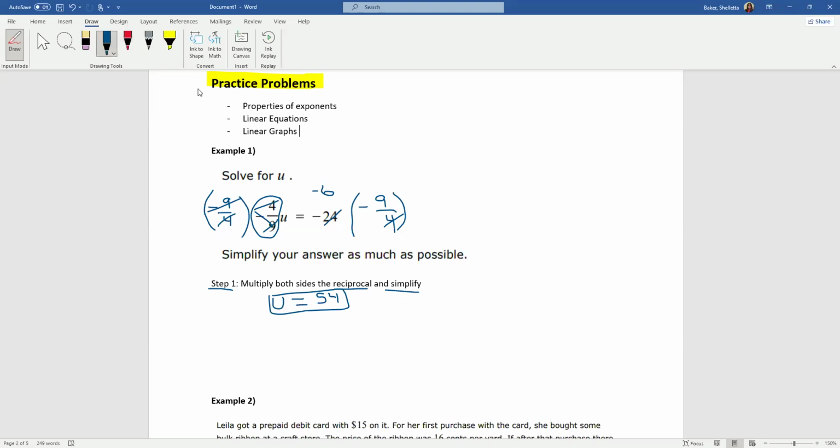That original equation, we have -4/9 times u equals -24. And the way we solve this, we want to multiply both sides by the reciprocal. Remember, this reciprocal is when we reverse the fraction. The reciprocal of -4/9 is going to be -9/4. We multiply both sides of this equation by that reciprocal, so by -9/4.